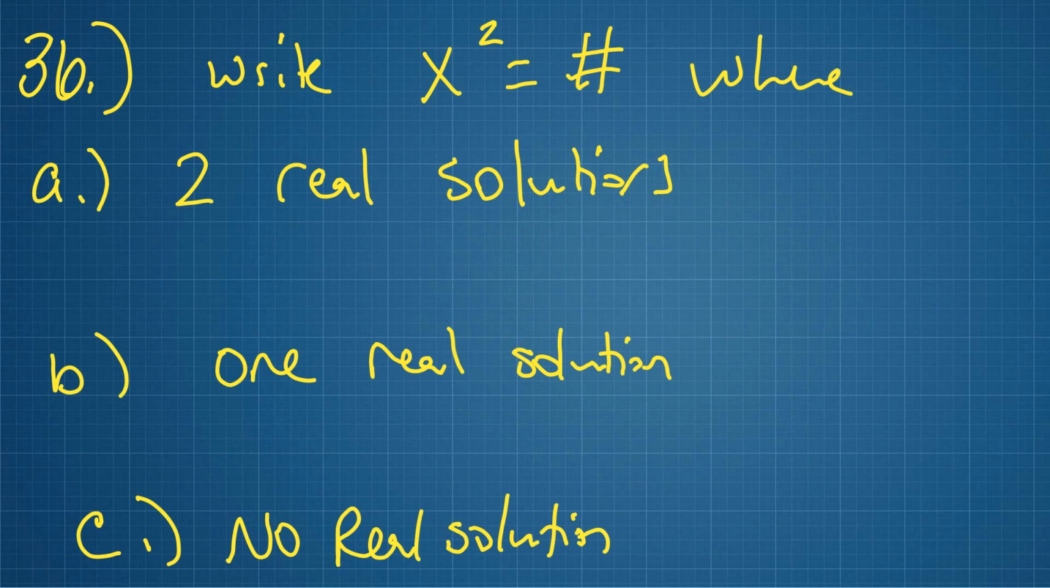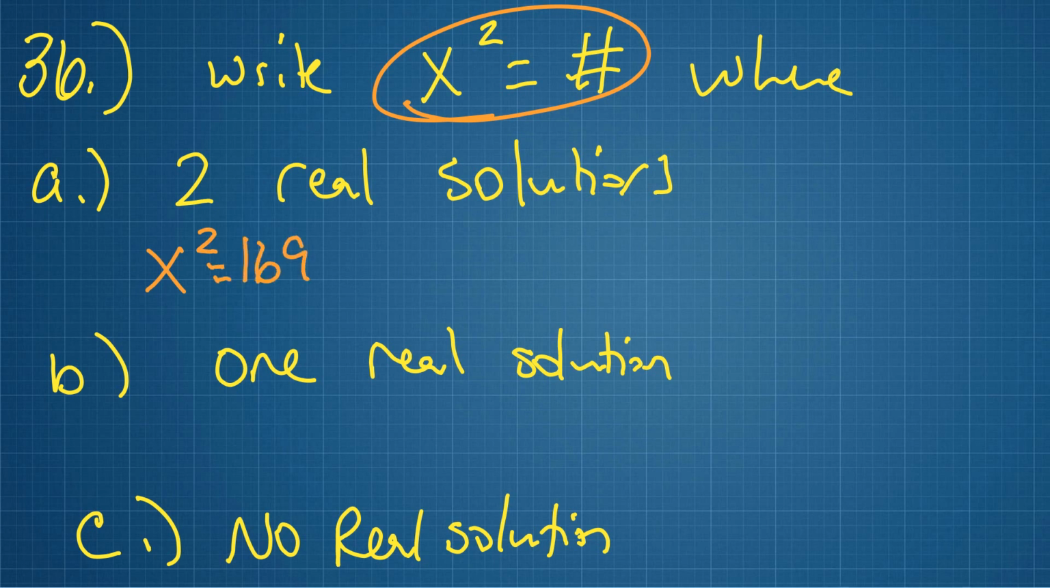Alright, so I'm going to make some sort of equation, and it's going to look something like this: x squared equals a number, where it has two real solutions. Here's a good one: x squared equals 169. Why? Because we already did this one. We had x equals 13 or x equals negative 13.